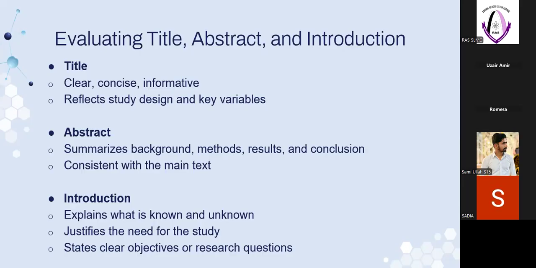Now, the next thing present in the research article is the abstract. Why is studying the abstract important? Because the abstract is basically summarizing everything present in the actual article. So, what are the main points of the abstract? We need to make sure that the abstract is consistent with the main text. If the abstract is claiming something in its results, the actual results should support that.